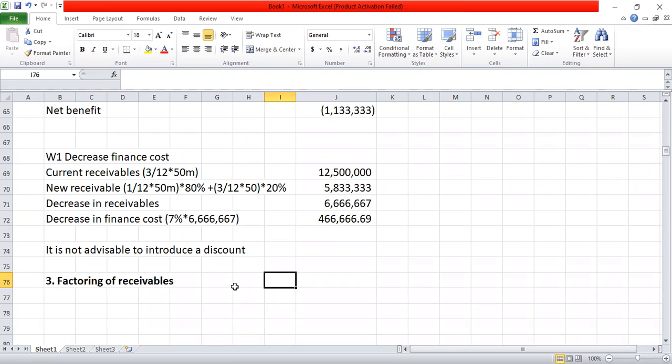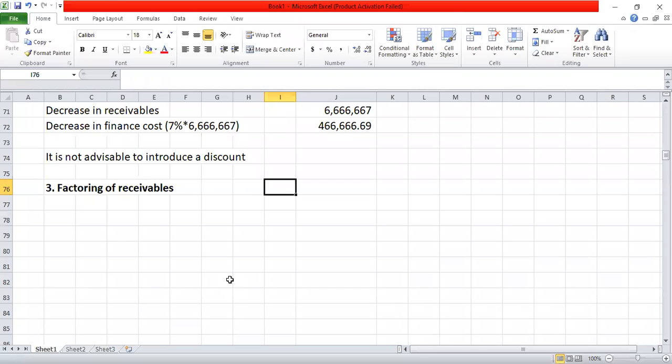Now, in factoring, it is when a company employs a factor company to manage its debtors or to manage its receivable ledgers. So the company employs an outside company that is going to be responsible for managing the receivable ledger. That is what we call factoring.